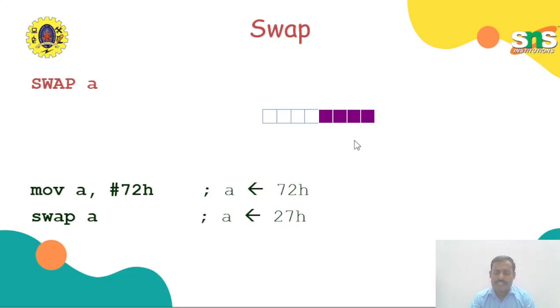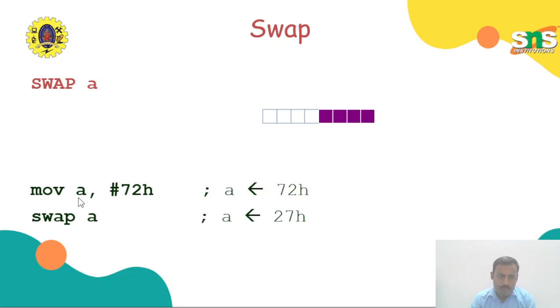The swap instruction can be applied only to the accumulator. No other registers are allowed. Look at the instruction SWAP A. It swaps the content of the accumulator. If the accumulator is 8 bits, we split it into two 4-bit parts: a lower 4 bits and a higher 4 bits. Look at an example for better clarity.